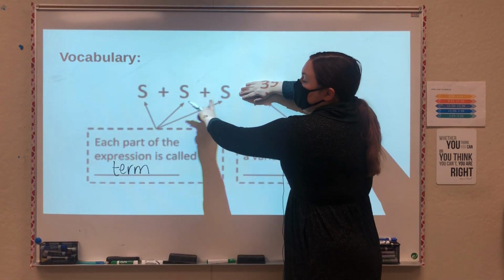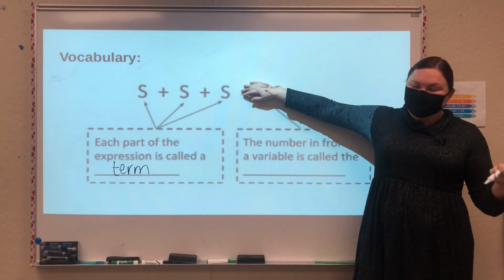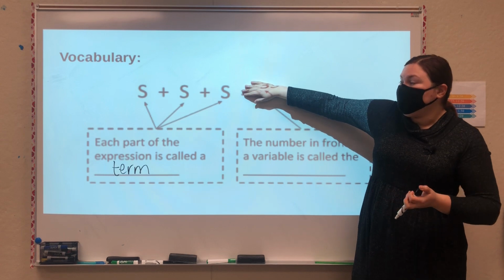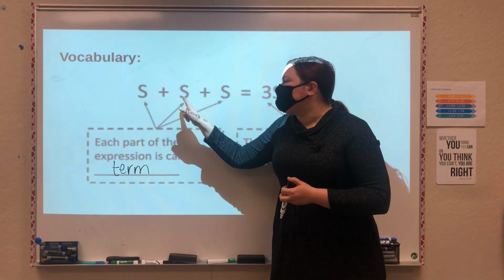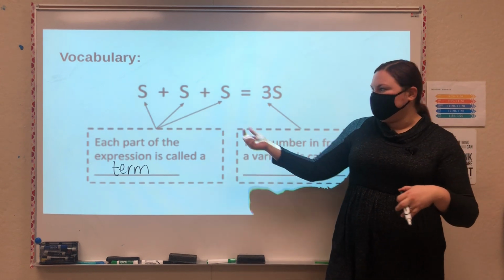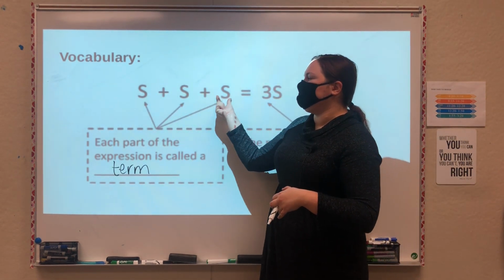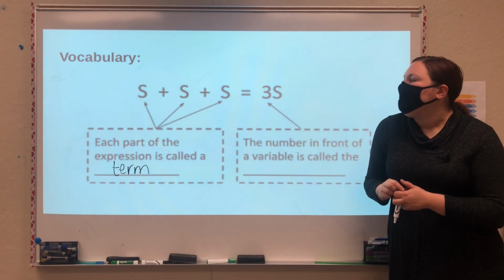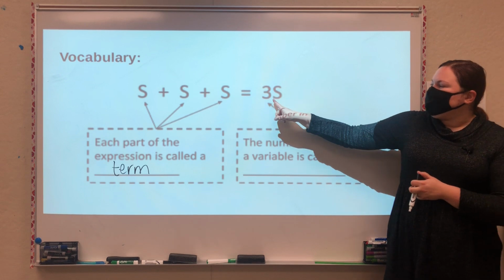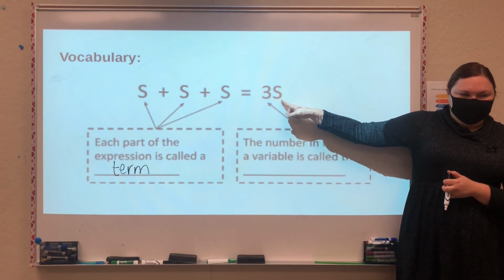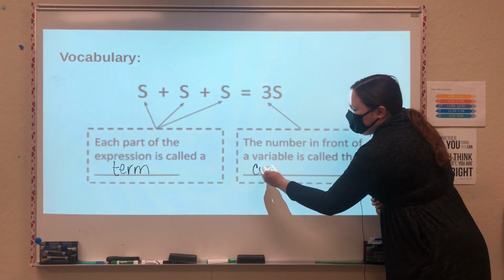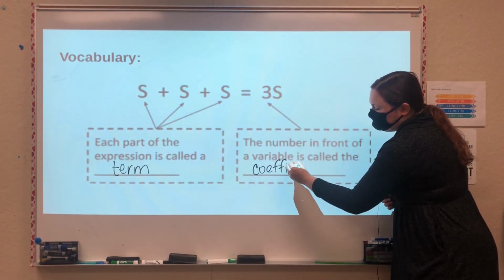So for that second expression you guys wrote, the m plus m plus m, how many terms is that? Three. Three of them. You always separate those terms with a plus sign or a minus sign. Only plus or minus. That'll be how you see the different parts, there'll be a plus or a minus in between them. The other vocabulary word we've got for today is this number right here that's in front of a variable. This number in front we call the coefficient.